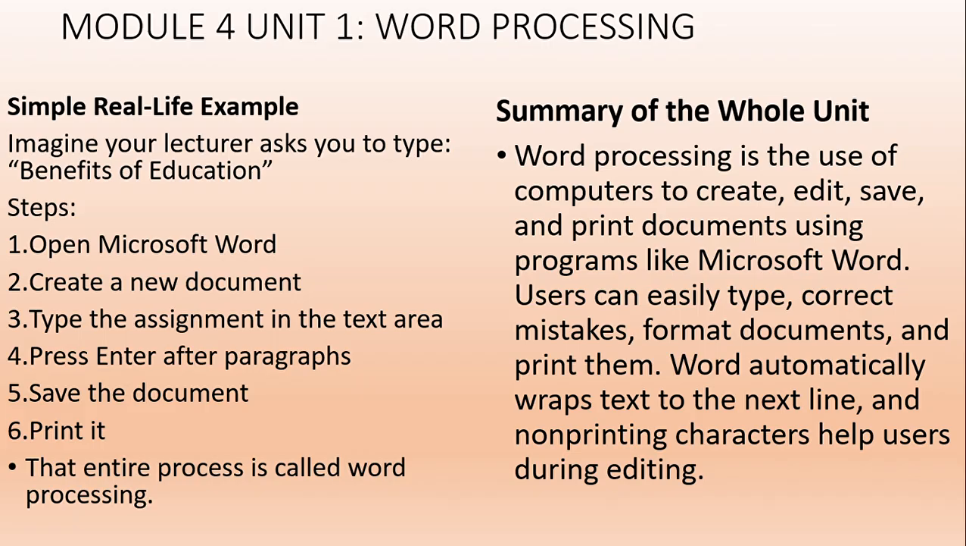So let's look at the summarization of the whole unit. I said word processing is the use of computers to create, to edit, to save, and to print documents using programs like what? Microsoft Word. You as a user can easily type, easily correct mistakes, easily format documents, and easily print them. Word automatically wraps text to the next line, just like when you're typing on your WhatsApp. When you get to that end point, it will automatically continue on the next line, even without you pressing enter.